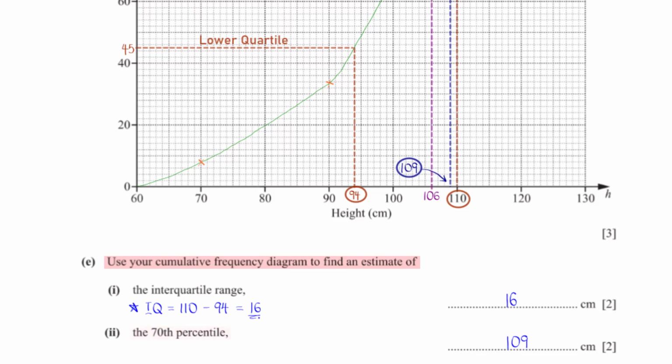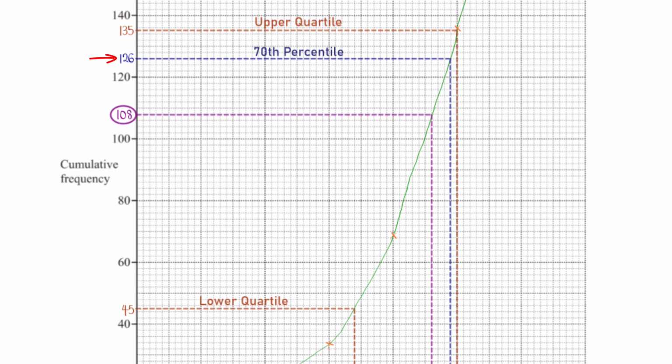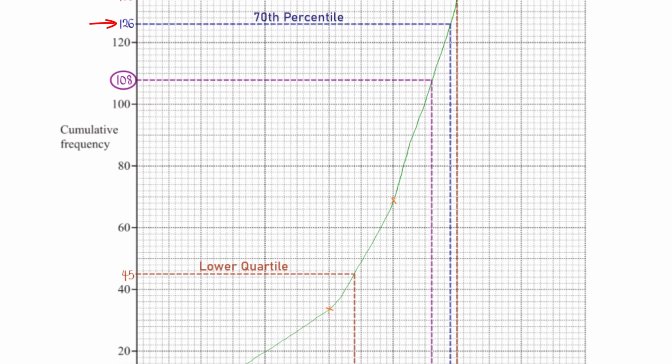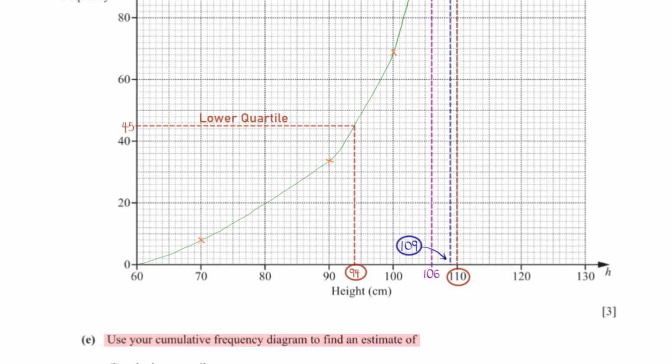Find an estimate of the 70th percentile. To get the 70th percentile, we map 70% of 180, which is 126, on the cumulative frequency diagram. This gives us 109.